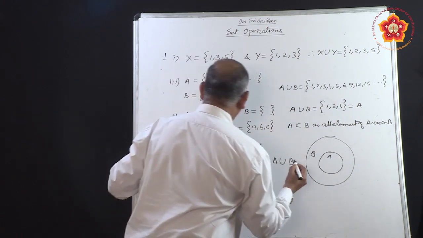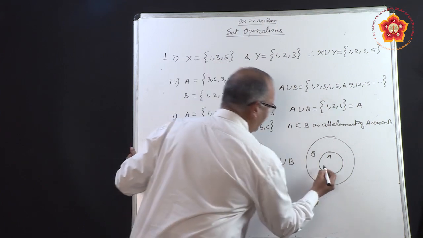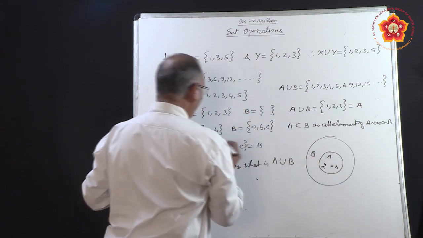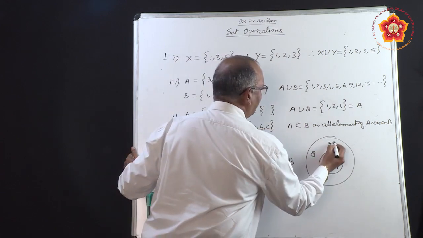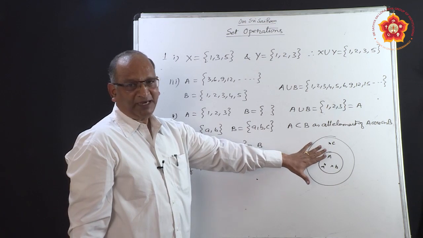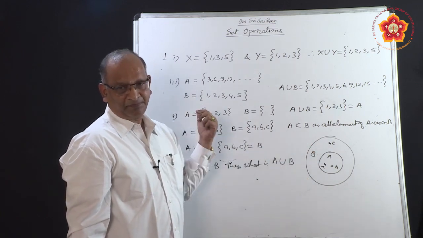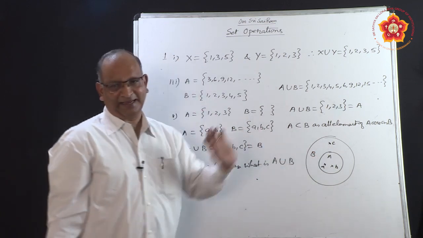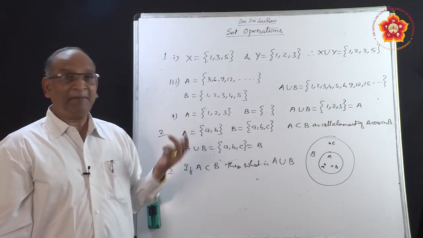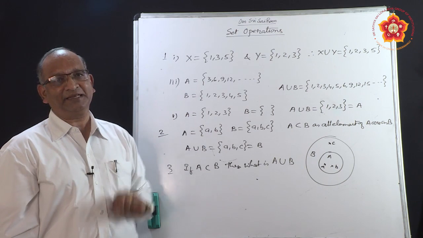What are the elements of A? We have a, b. And what are the elements of B? a, b and c. So if you club both together, what will you get? You will get B, because A is contained in B. So what is A union B? It is B. Suppose he asks what is A intersection B?